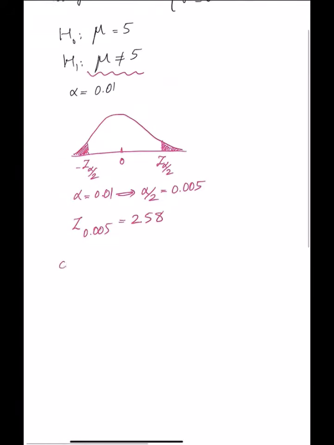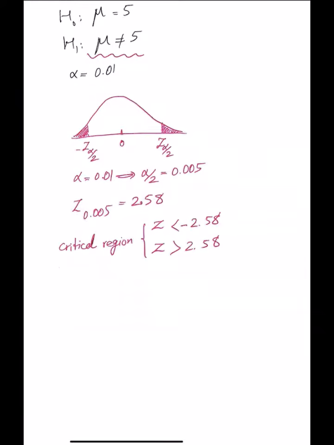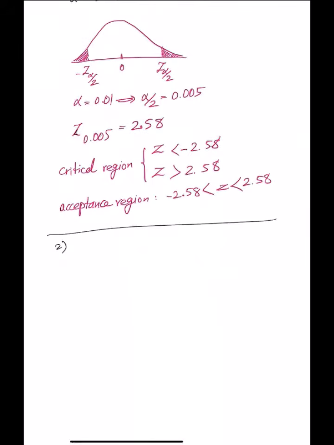So then the critical region is going to be any place where the value of the z statistic is less than minus 2.58 or greater than 2.58. So that would be our critical region. And obviously our acceptance region is going to be any value of z that is between minus 2.58 and 2.58. Let's go to the second question.